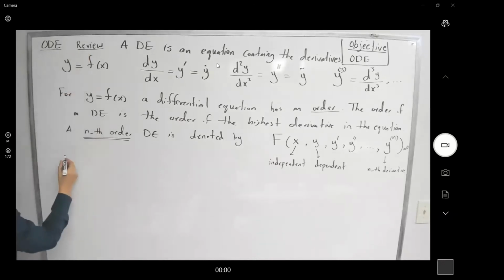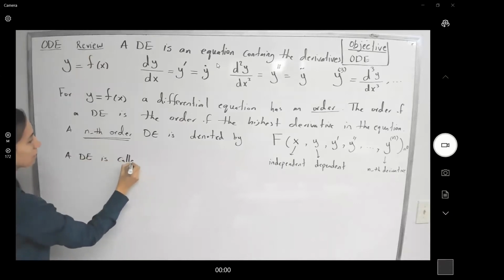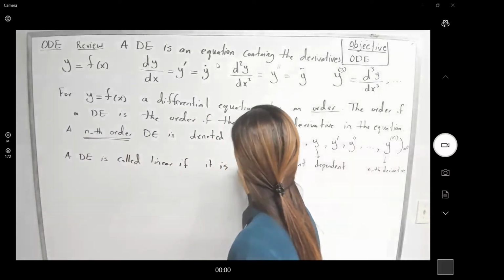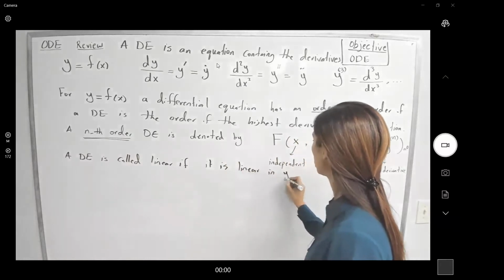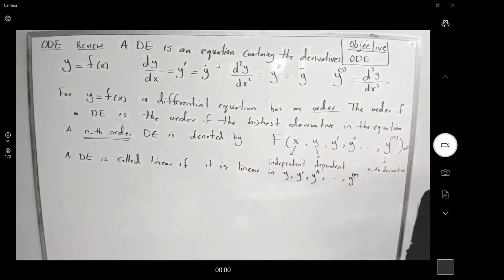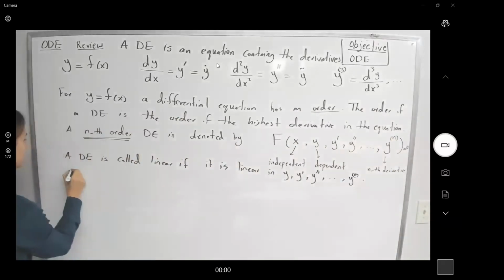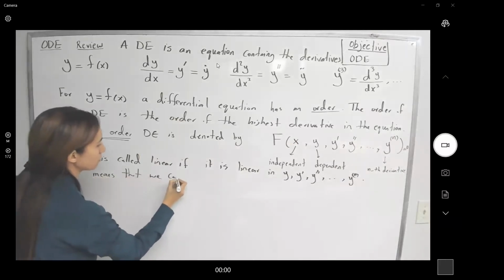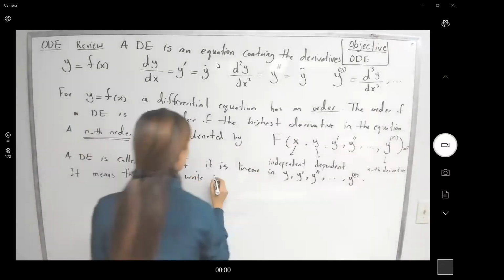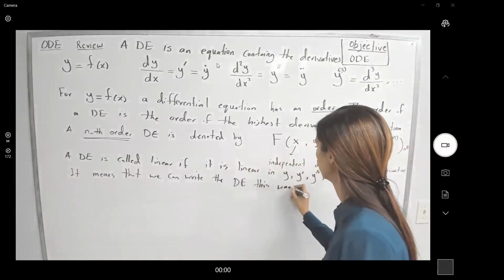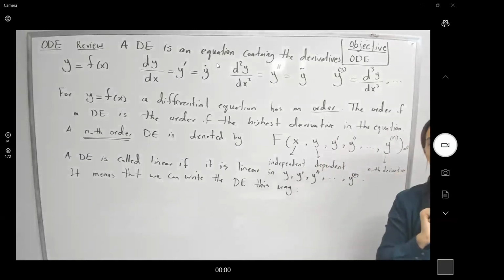Again, recall that a differential equation is called linear if it is linear in y and its derivatives. What's the meaning of that? It means that we can write the differential equation this way. What way? It's going to be like this.